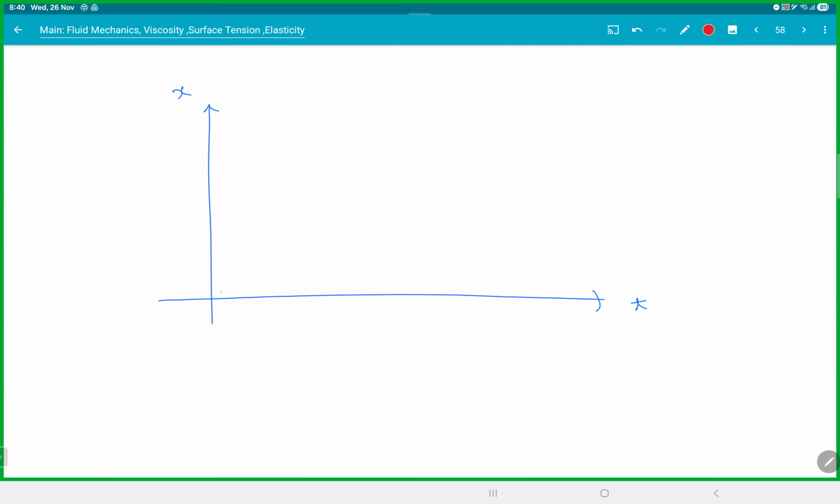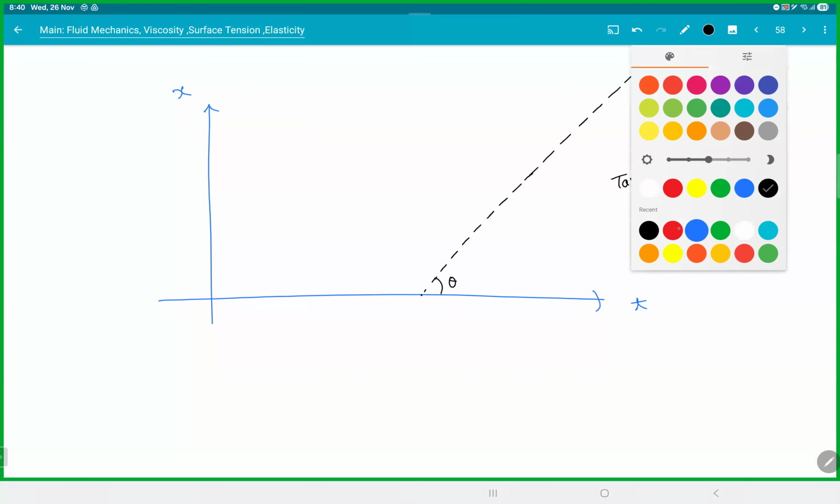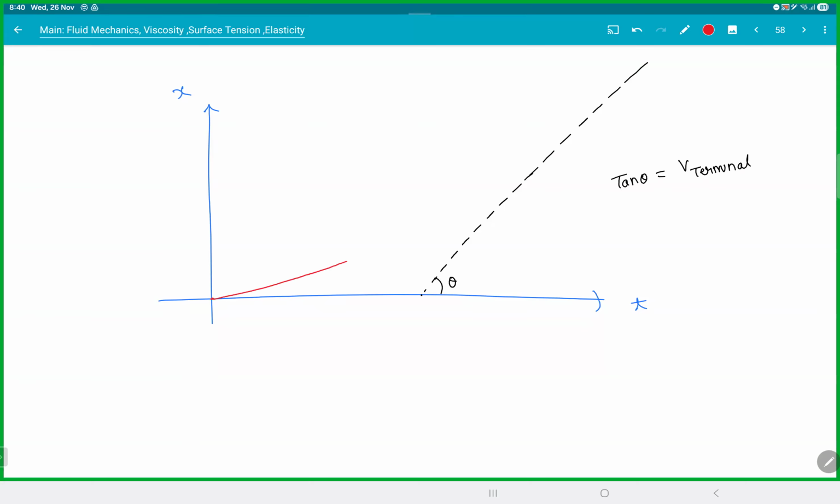At some point, eventually, the velocity becomes constant. In an x-t graph, constant velocity is a straight line, and tan theta will be V terminal. So your x-t graph will be a curve. It gets closer and closer to this line, but it will never touch. At infinity, velocity becomes constant. That means the curve becomes a straight line at infinity.